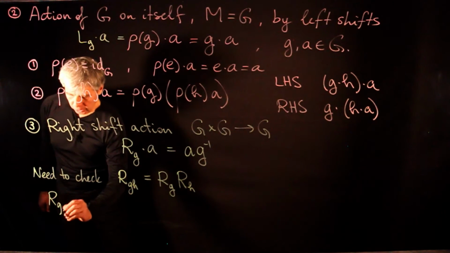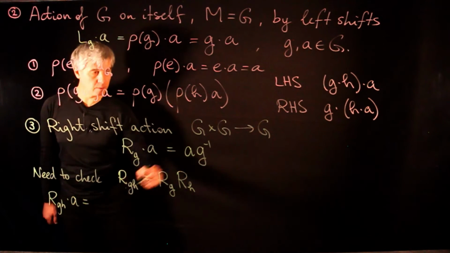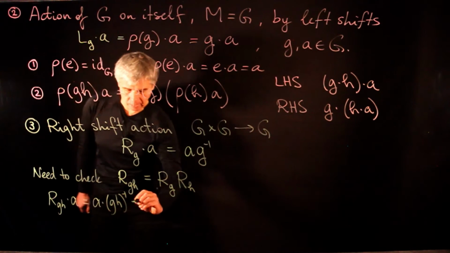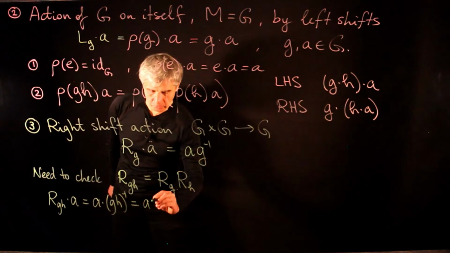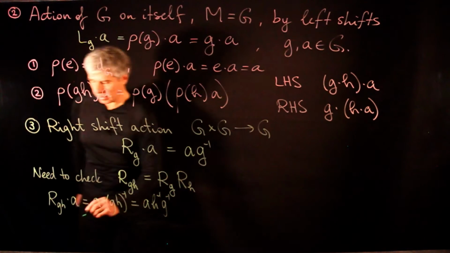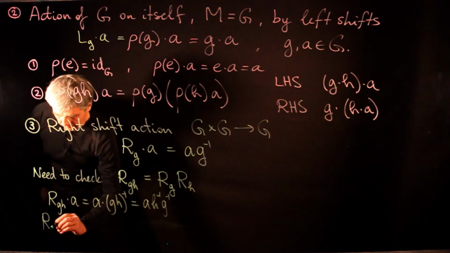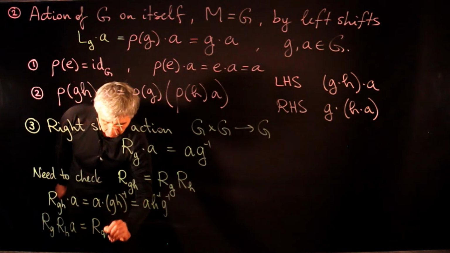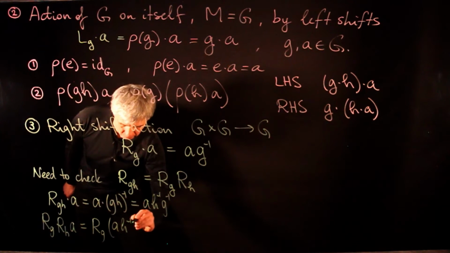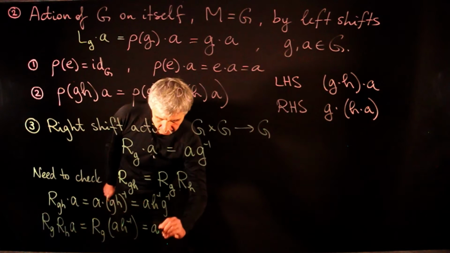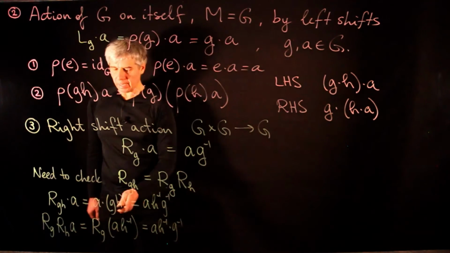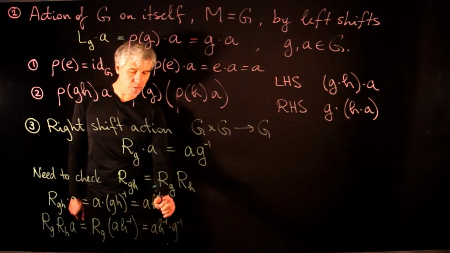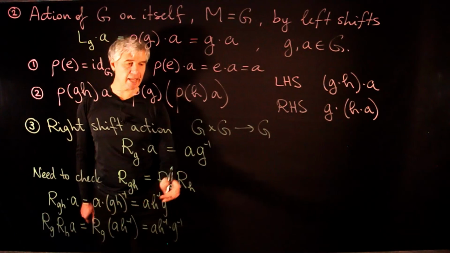Let us compute what is right shift by gh acting on element a. By our definition, this is a times (gh) inverse. And the inverse of gh is equal to h inverse times g inverse. Now, if we calculate right shift by g times right shift by h acting on a, this will be right shift by g acting on a h inverse. And this is equal to a h inverse times g inverse. And we see that both expressions give us the same answer. If we didn't have the inverse, then we will not be able to flip these two elements and the action will not work.